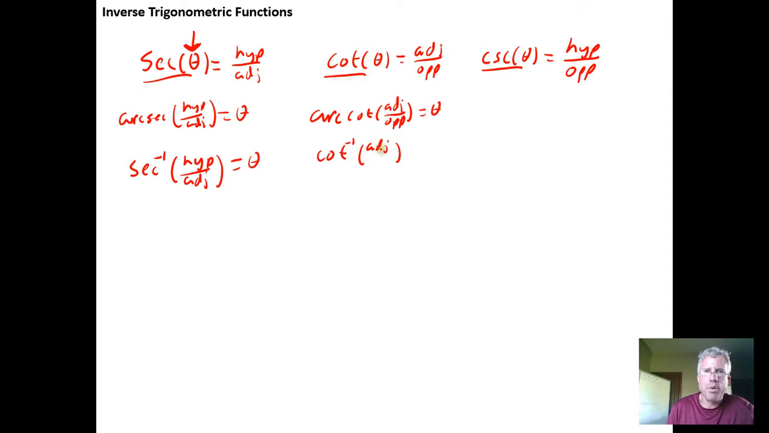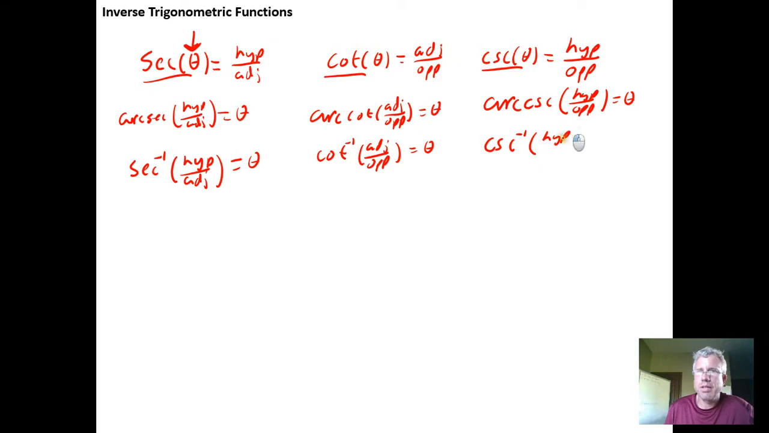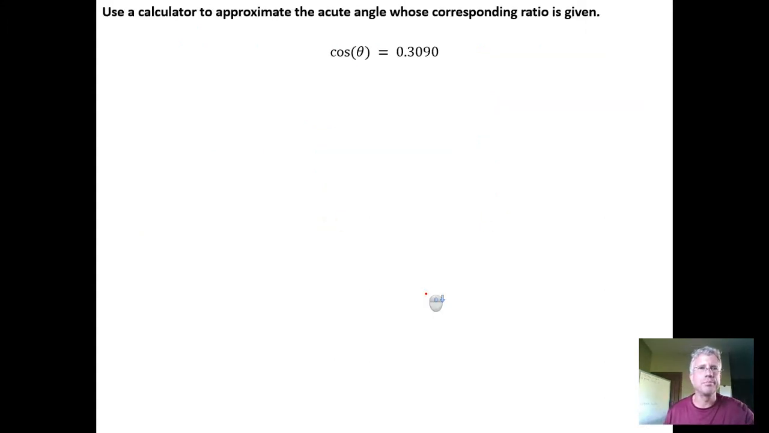You would feed it the appropriate side ratio, it outputs the angle, and this would be the arc cosecant. Feed it the side ratio, it outputs the angle, or use the classic inverse notation. Feed it the side ratio, it outputs the angle. But again, no keys on the calculator for these, so we have to convert them into cosine, tangent, or sine world. So first example, very simple.